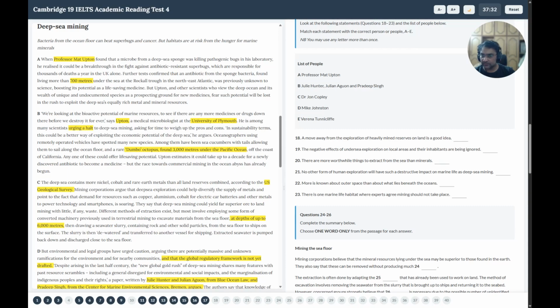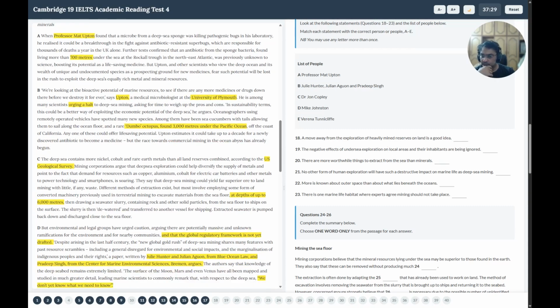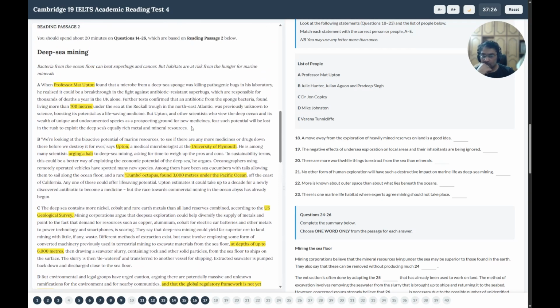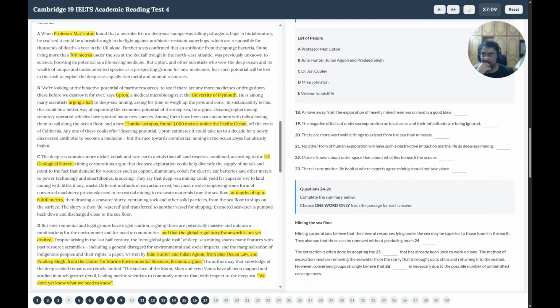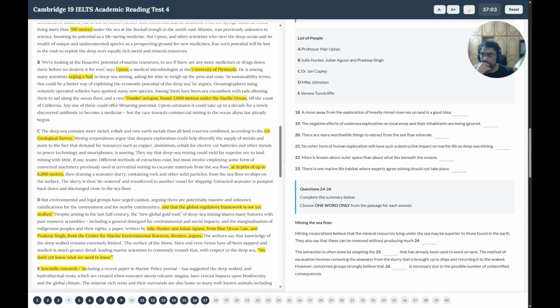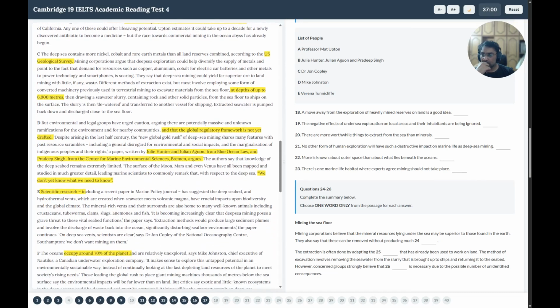Who said it? No, A is not the answer. Professor Mapton is not. Let's have a look at Julie Hunter, Julian Agwan, and Pradeep Singh. Okay, Julie Hunter and Julian Agwan. Total disregard. A move away from their heavily mined reserves on land is a good idea.